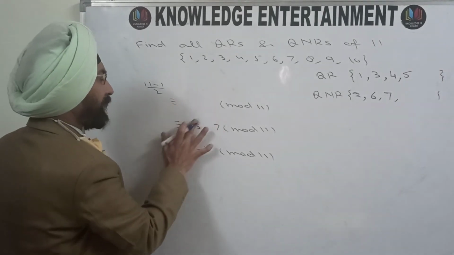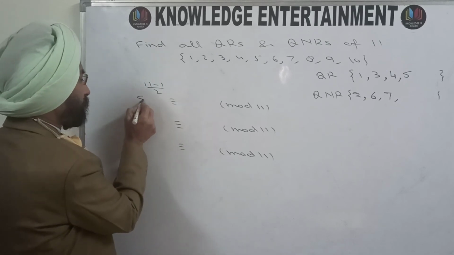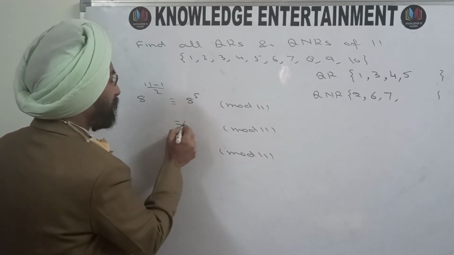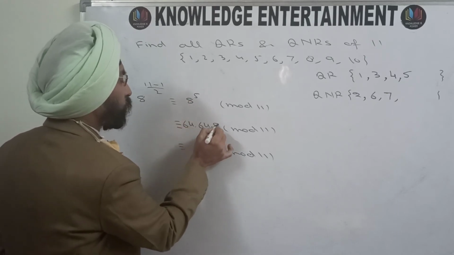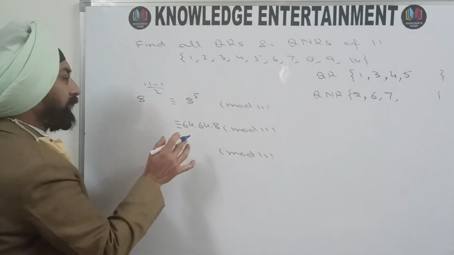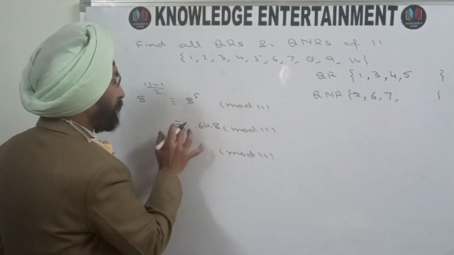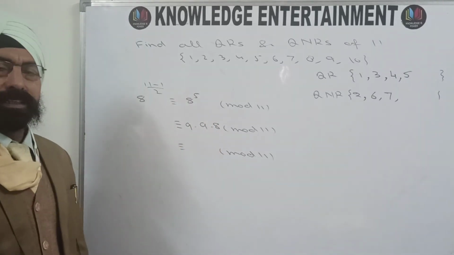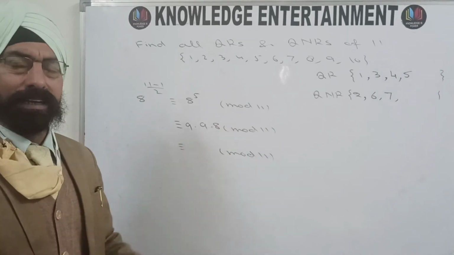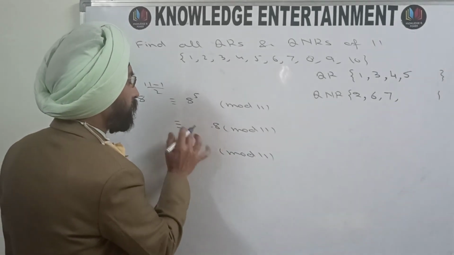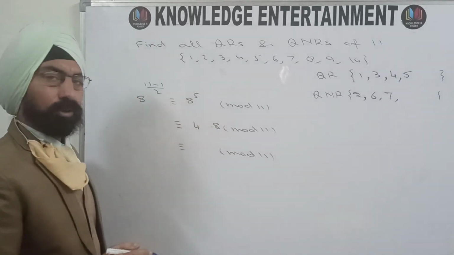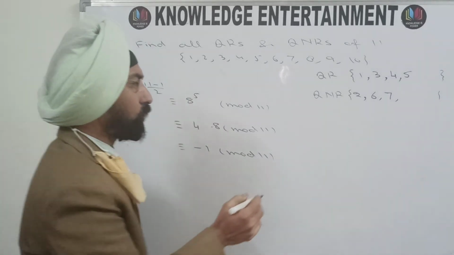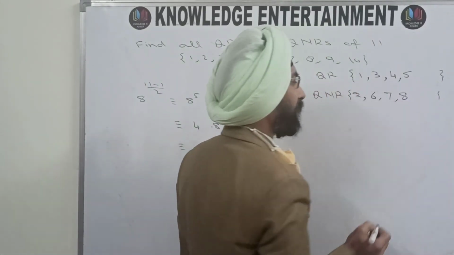Now we move on to the next number, that is 8. So 8 raised to the power 5. Once again, breaking it into smaller parts, 64 into 64 into 8. 64 when divided by 11 will give you the remainder 9. Once again 9. 9 into 9 is 81. 81 divided by 11 will give you the remainder 4. So 4 here. 4 into 8, 32. And 32 divided by 11, once again it will be minus 1. So 8 is once again here.